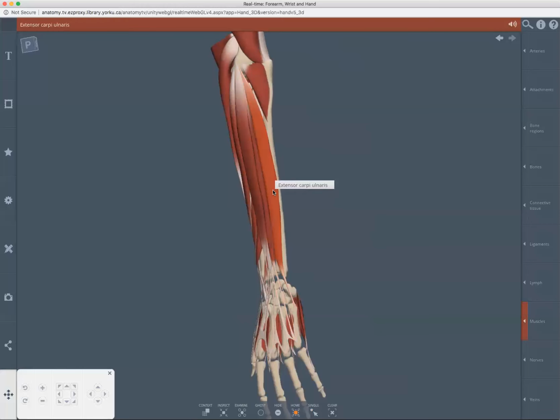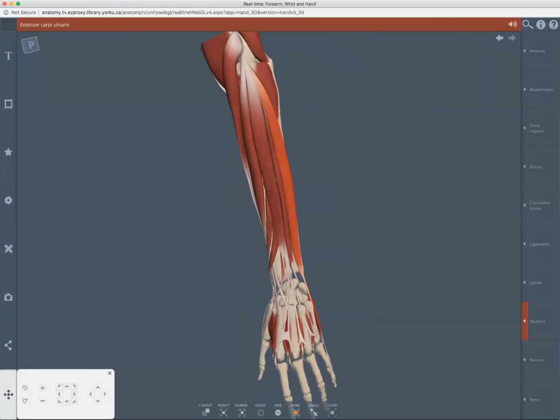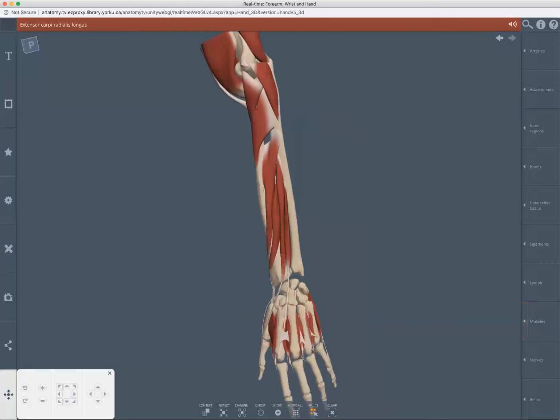Our most medial muscle in this group is extensor carpi ulnaris, okay? So it's an extensor, it's for the wrist, and it's on the ulnar side, and you can see it's coming down to the 5th metacarpal. All right, so we're going to now get rid of this group, okay? If we were doing dissection, we would call that reflecting the muscles, and go down to our next layer.